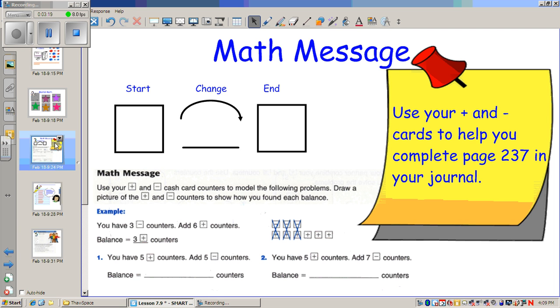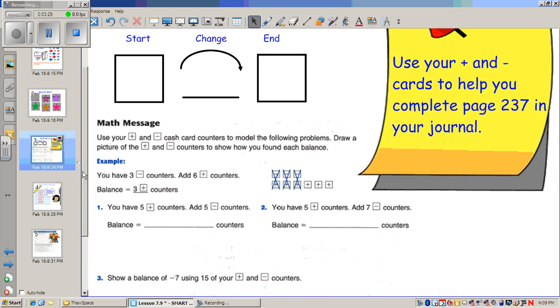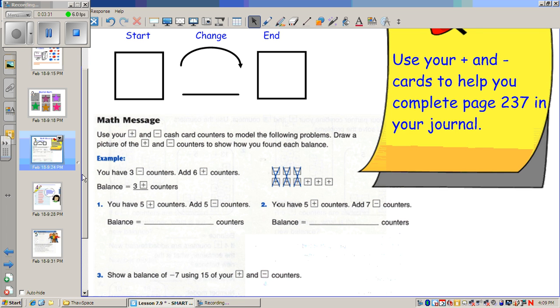Now, I'm not going to have you use your plus and negative cards. I mean, you're more than welcome to cut them out if you think it will be helpful. But again, I think that using our yellow and red chips is a little bit easier. So it says use your positive and negative counters to model the following problems. Draw a picture of the plus and minus counters to show you how you found each balance.